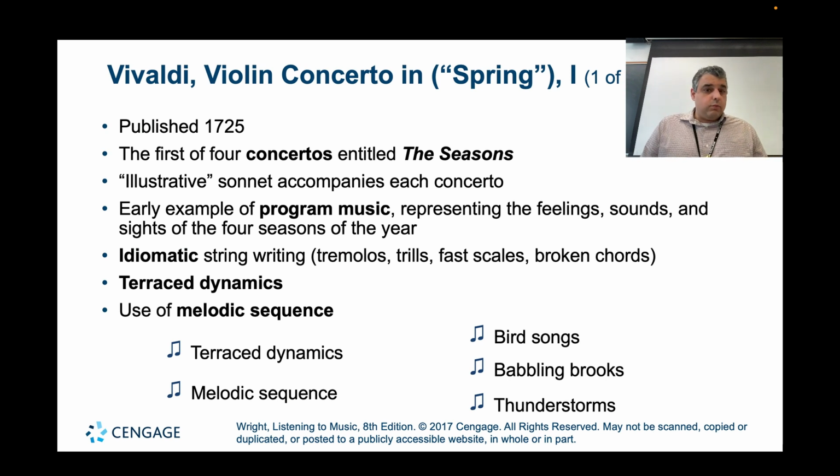How does Vivaldi do this? Well, he's going to use a lot of idiomatic writing for these strings. He's going to use tremolos, trills. He's going to have trills to mimic birdsong. He's going to have oscillating tremolos to have babbling brooks, and fast minor scales to mimic the thunderstorms. And this piece is a great example of good string writing. He's using the strengths of the string ensemble.